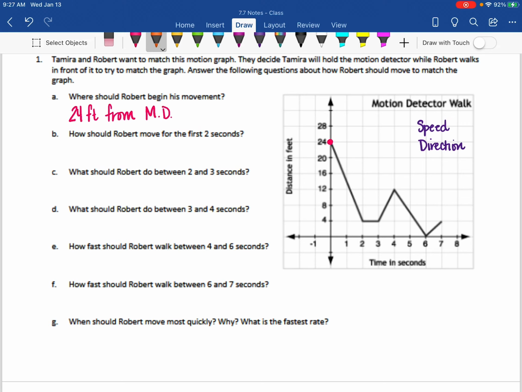Okay, so for this part right here, for the first 2 seconds, this line right here, how would we have to walk for that line to be created by the motion detector? Okay, so let's talk about speed. It's a line, so the speed has to be constant, and it's steep, so it's quick. We're walking at a quick, constant pace. So speed is taken care of. We need to talk about direction. The line is decreasing. That means that the distance between you and the motion detector is decreasing, which means you're getting closer, so you're moving towards.